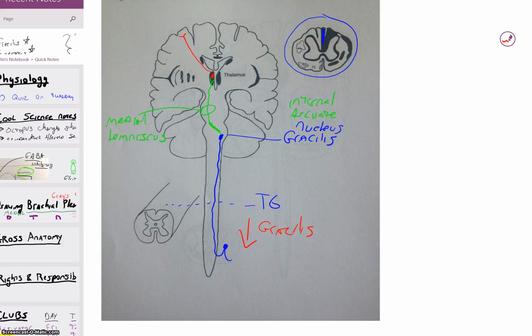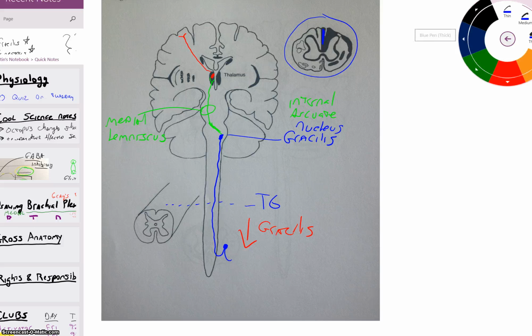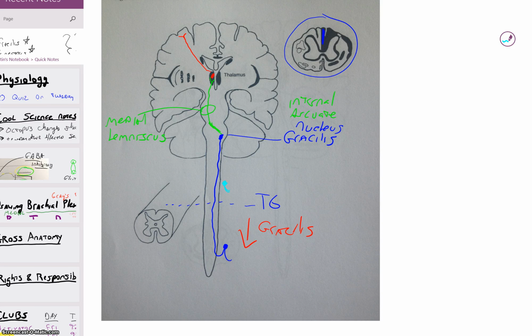That's where the sensory is coming in from. Next, we've got the Cuneatus. We're going to use a slightly different shade here. Cuneatus is anything coming in above the T6. Cell body still on the outside. No synapse in the gray matter. Remember, that's one of the things that makes it unique. Then right there, we've got a little synapse at the nucleus cuneatus. Not sure if I spelled that right.